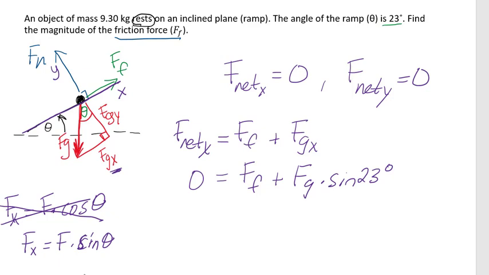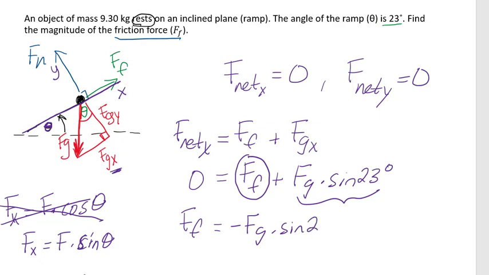So very important. Usually finding the x component is always cosine, the y component is sine. If we're going to draw our triangle like this, and if we want to use the same angle that's given in the question, we have to use sine for finding the x component. So we're looking for the friction force, which is right here in our equation, and so we can just rearrange this. So the friction force, we're going to subtract this piece, is equal to minus Fg times sine 23.